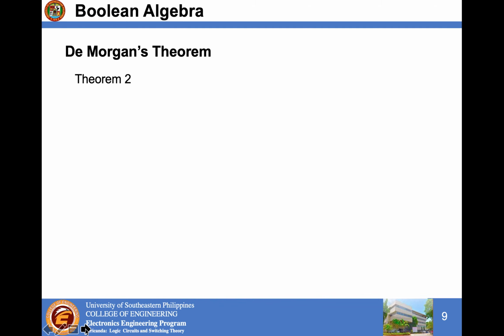Theorem number 2: if we have A NOR B, it is the same as A bar AND B bar. So we have to cut this bar between your two variables from the sign of an OR, and it will change into a sign of an AND. Or if we join these two variables from the sign of AND, it will become a sign of OR.